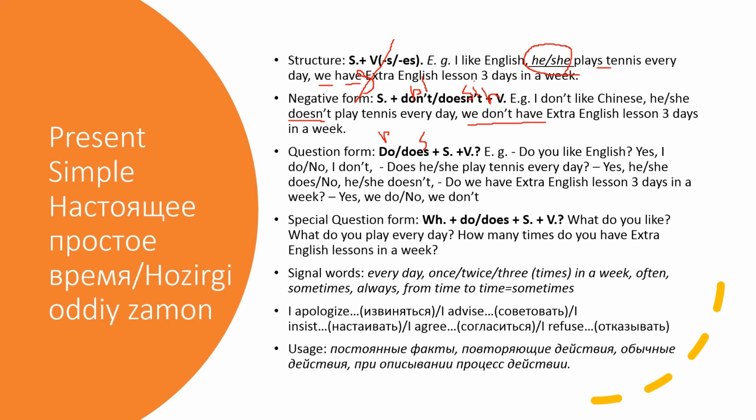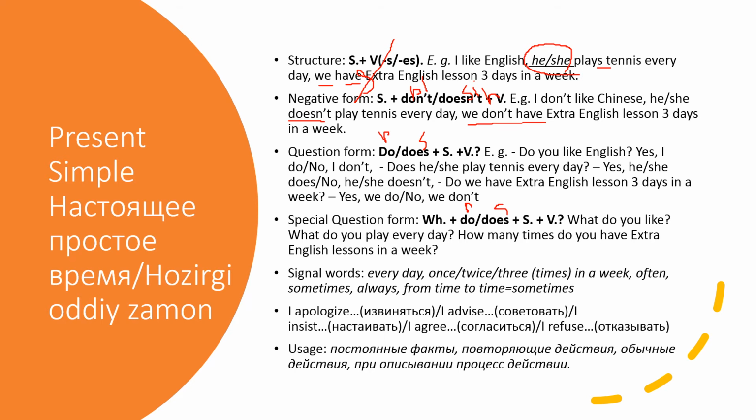Next, special question form. It means WH questions. It means who, what, where, these question words, then plus do and does, again here for plural and singular, then subject, then verb itself. What do you like? What do you play every day? How many times do you have extra English lessons in a week? If you have understood, let's continue here.